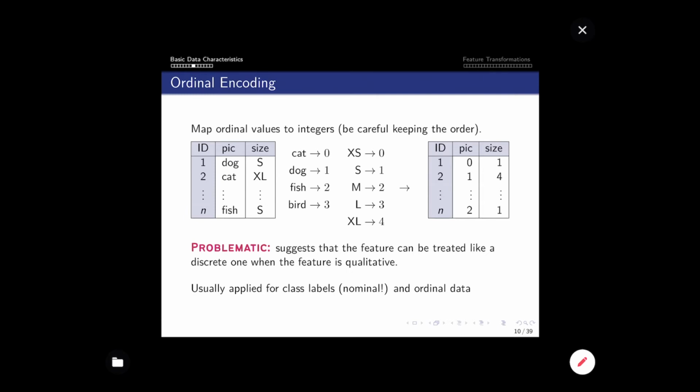So this is just one of those things: this encoding suggests that the feature can be treated like a discrete feature, but actually these distances just don't make sense. Usually you would use this encoding for ordinal data, but it's also often applied for the class label.